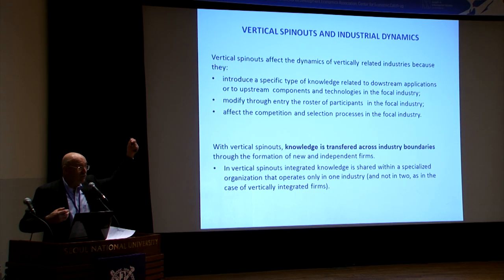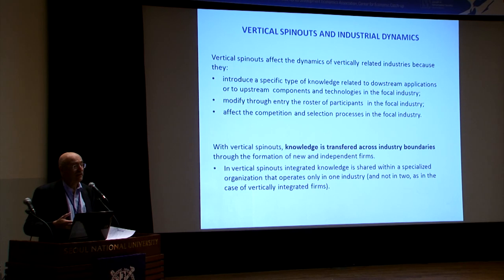So in a sense, what I'm saying is that vertical spin-outs affect the industrial dynamics and industry evolution because they introduce from upstream or downstream, as new firms, knowledge related to downstream applications and upstream components in the focal industry. They modify incredibly the roster of participants, the number of entrants that are not just the de novo or the academic spin-outs, and affect the selection process. In an evolutionary way, these companies kick the other companies out. So in a sense, knowledge is transferred across industry boundaries through the formation of new and independent firms.